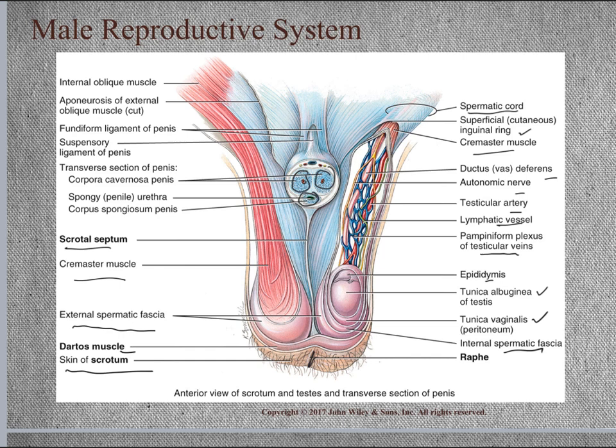We have some suspensory ligaments of the penis, as well as the fundiform ligament of the penis, and our aponeurosis. So it's the external oblique muscle's aponeurosis. That is the connective sheathing that connects those muscles. Again, a lot of these words you don't need to know. I'm just pointing out every single structure on these models.